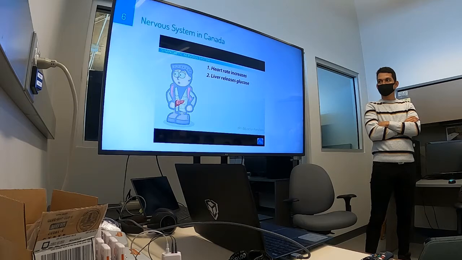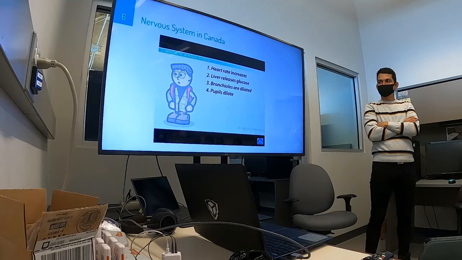Number two, the liver is stimulated to release glucose into the bloodstream, providing more energy that will be ready to power the muscles in case it is needed. Number three, the bronchioles in the lungs are dilated to allow more air into the lungs, which will increase oxygenation of the blood and keep up with the increased flow of blood through the lungs due to the increased heart rate. Number four, the pupils of the eyes are dilated. Because the sympathetic nervous system is often activated when people are surprised, pupil dilation is a visual cue that we use to read surprise on people's faces.